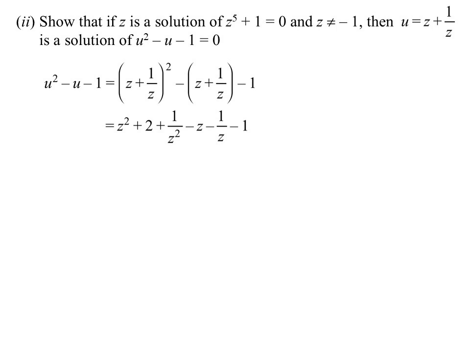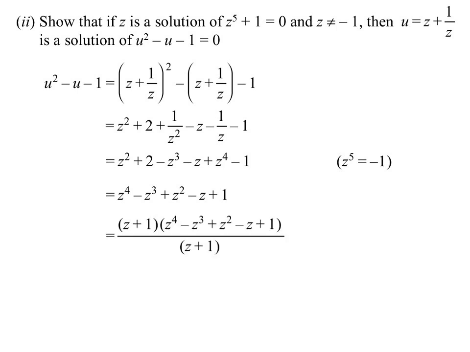Hang on, I can play around with that. 1 on z squared will be minus z cubed. So that's using the fact that z to the power of 5 is negative 1. Because that's the other way of thinking about it. I'm just going to multiply by z to the power of 5. Oh, and of course 2 minus 1 is 1. So I have that. But they are the fifth roots of unity.